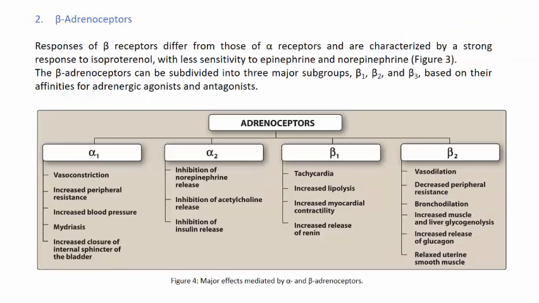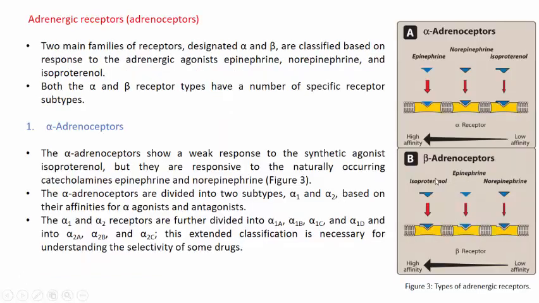بالنسبة بيتا adrenoceptors so إنه تكون characterized by strong response to isoproterenol with less sensitivity to the epinephrine and norepinephrine مثل ما قبل شوية بالفيجر هذا نفسه إذا نرجع عليه يوضح أن البيتا أدرينوسبترز تكون لدي low affinity للنورابينفرين والإبنفرين بينما high affinity للsynthetic agonist اللي هو الأيزوبروتيرينول.